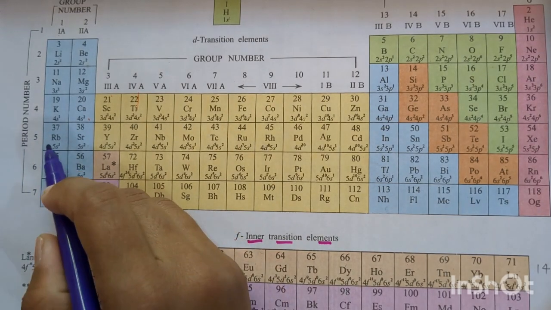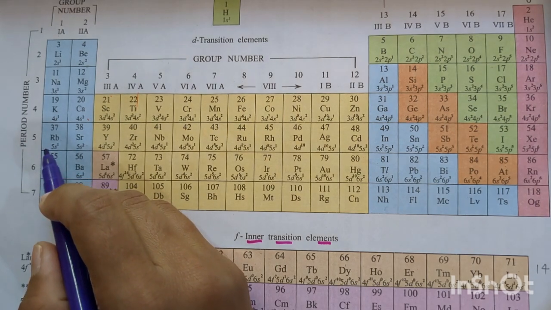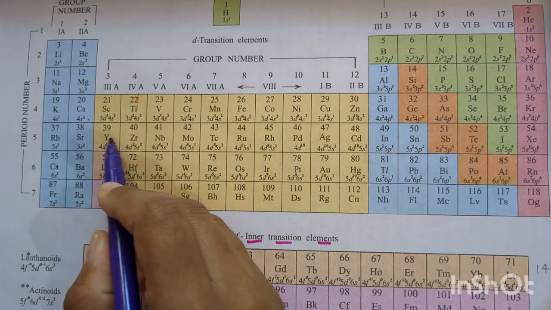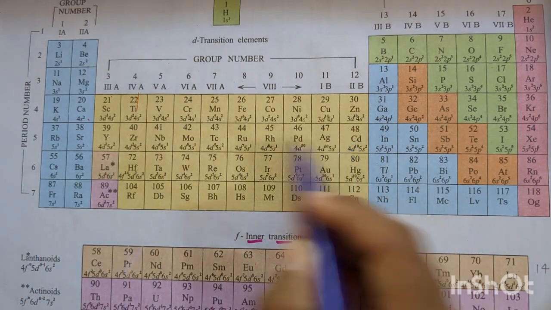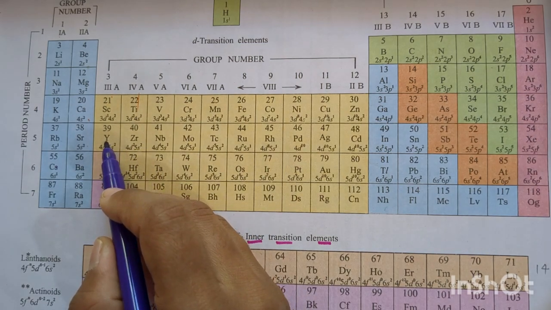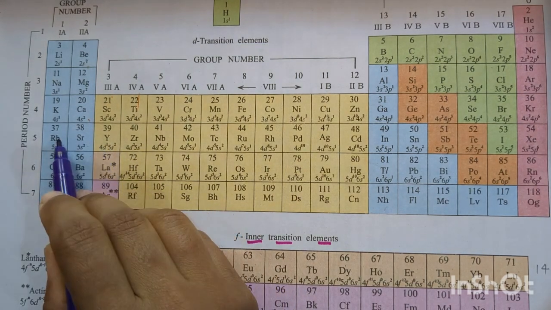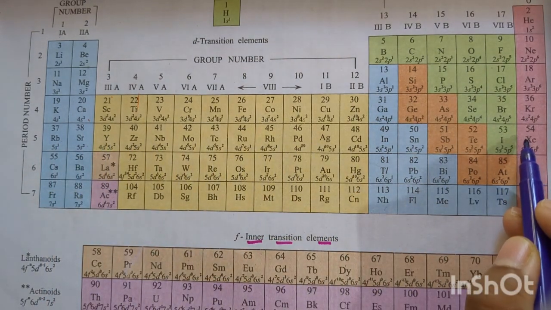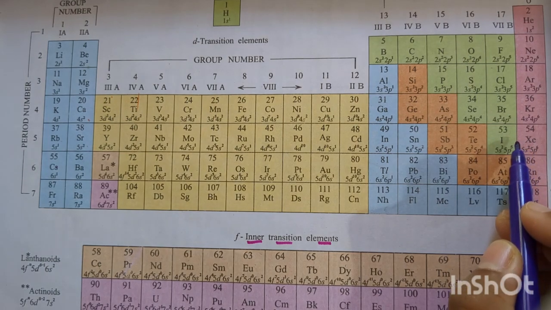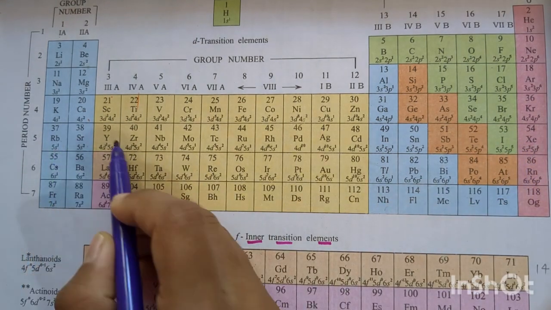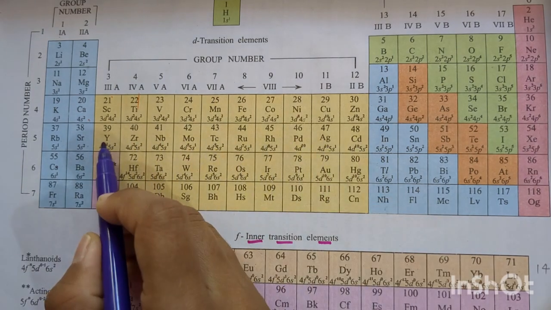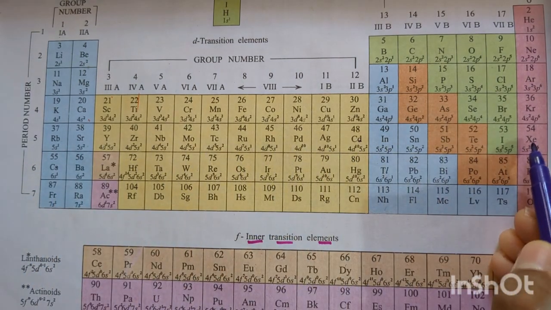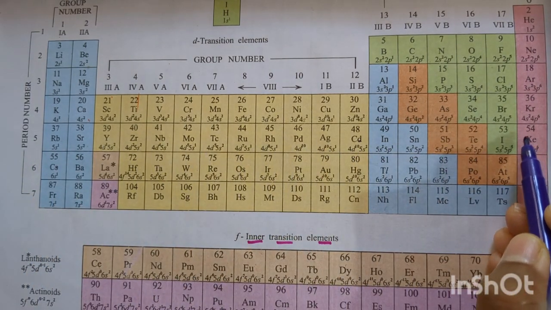Now let us consider the fifth period. It begins with rubidium. Its atomic number is 37, and it contains the 4d transition series, starting at yttrium. Please excuse me for the pronunciation. The 4d transition series runs from yttrium to cadmium. Then this fifth period ends at xenon with the filling up of 5p orbitals.